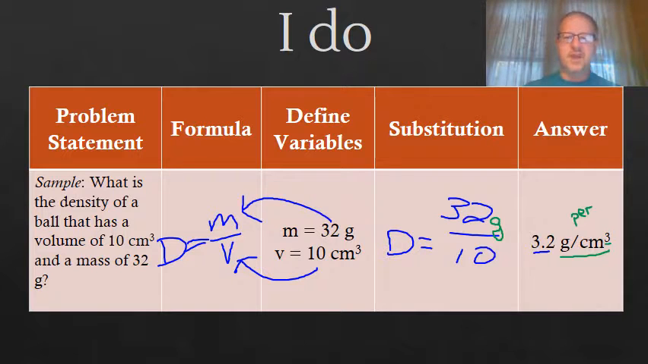So we want to look at this again. 32 grams and centimeters cubed. That's basically the same thing right here that we have over here. It's grams divided by centimeters cubed. But when we put it together as one unit, we just say grams per centimeter cubed, which essentially means the same thing as dividing.